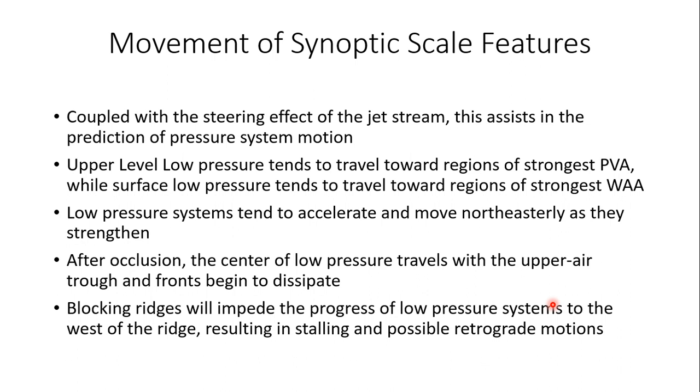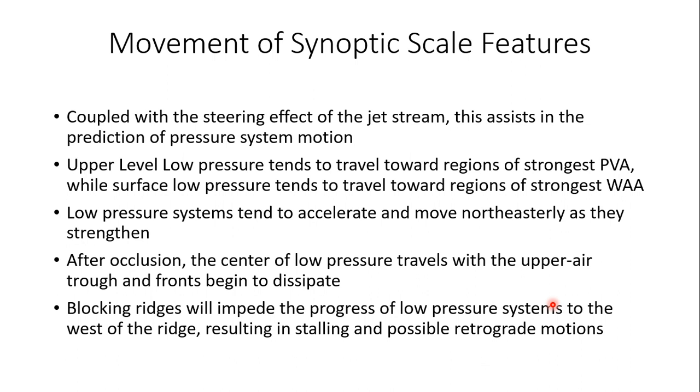Low pressure systems tend to accelerate and move northeasterly as they strengthen over time. And after occlusion, the center of surface low pressure systems travel with the upper air trough and the fronts begin to dissipate. The air mass contrast decreases across all of the frontal boundaries. Blocking ridges will impede the progress of low pressure systems to the west of the ridge, resulting in a stalling effect and possible retrograde motions.